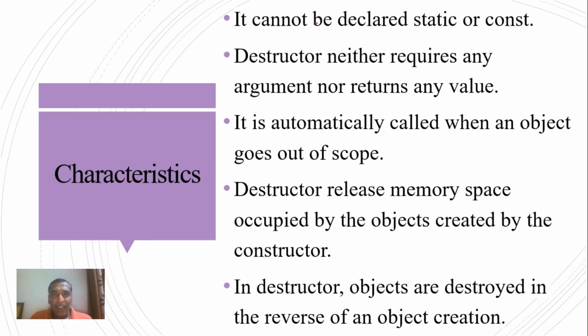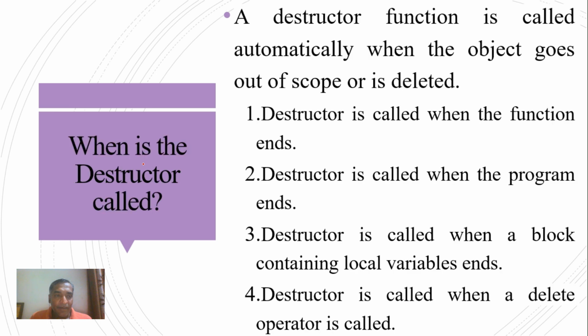It cannot be declared as static or constant. A destructor neither requires any arguments nor returns any values. It is automatically called when an object goes out of scope. The destructor releases the memory space occupied by the objects created by the constructor. In destructors, the objects are destroyed in the reverse order of object creation. So these are some characteristics of destructors.